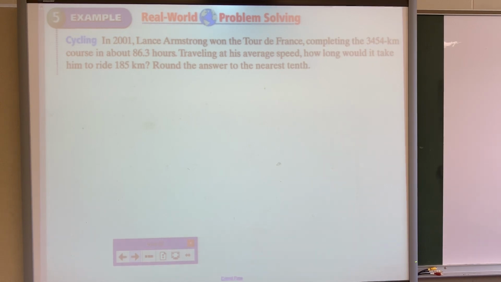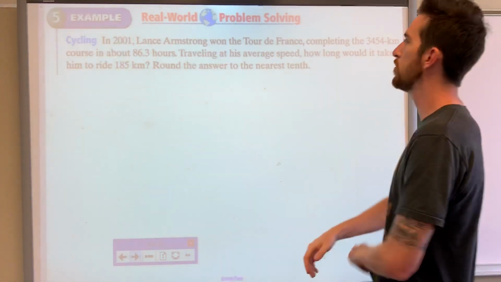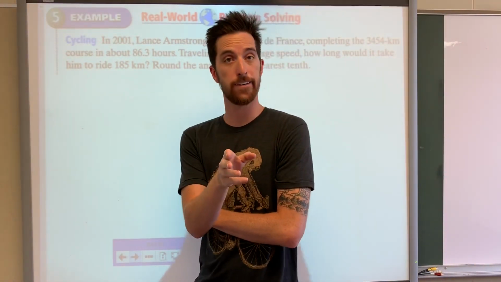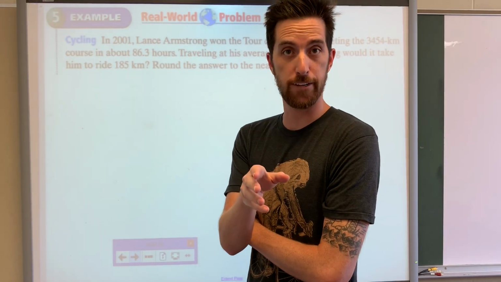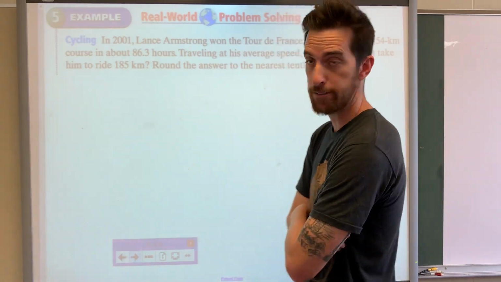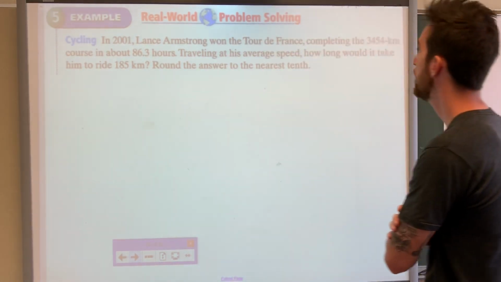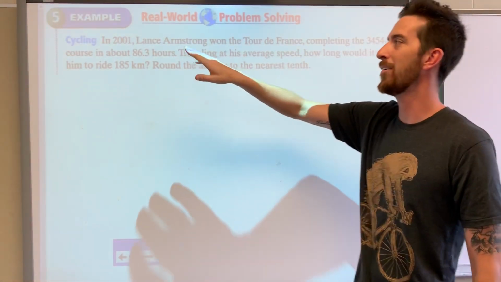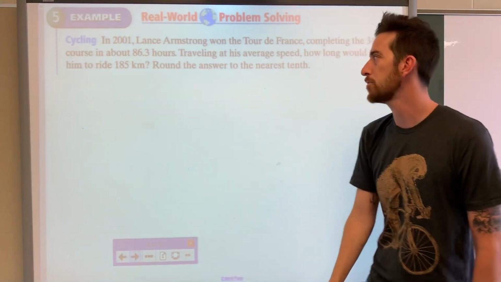Bicycling in 2001, Lance Armstrong won the Tour de France. By the way, later he admitted to using all these performance-enhancing steroid kind of things, but no big deal. Completing the 3454 kilometer course in about 86.3 hours.